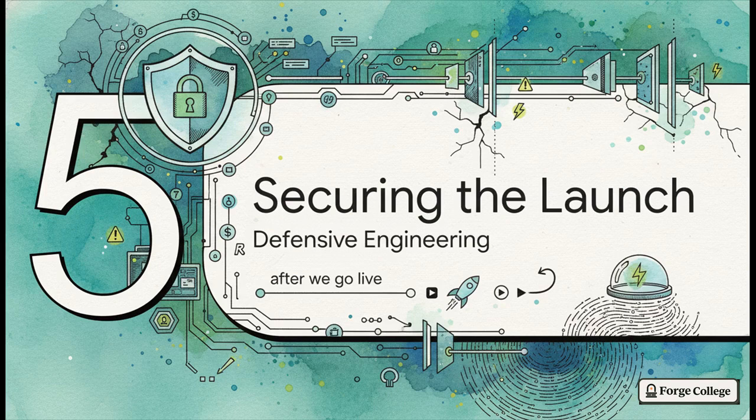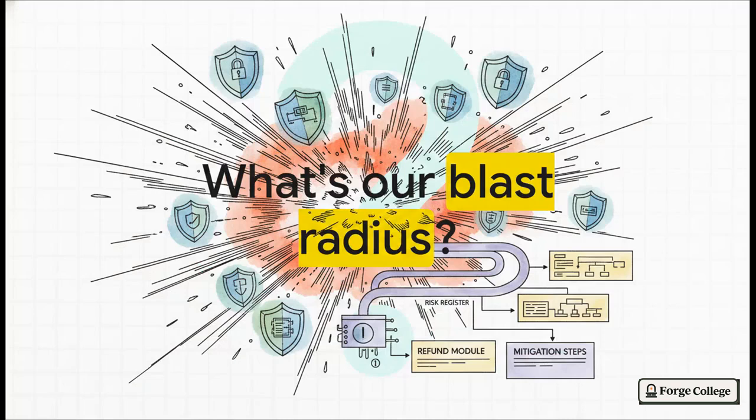Finally, Section 5, securing the launch. Let's talk about defensive engineering and what actually happens after we go live. Whenever you're building in Web3, you always have to ask yourself, what's our blast radius? This introduces the concept of a risk register, basically your emergency playbook. We have to explicitly link specific on-chain emergencies, like, say, a pause sale, to actionable mitigation steps derived right from our refund module. Having this mapped out in advance, it completely turns panic into procedure.